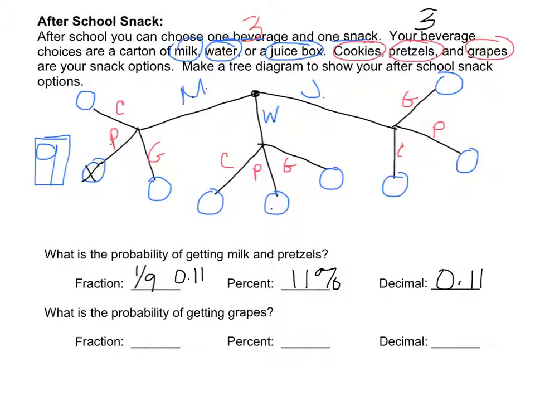What's our probability then of getting grapes? Well, I could get milk with grapes, so this outcome counts. I could choose water with grapes, and I could also get juice with grapes. So that's 3 out of 9, or 1/3, which I know then is 33%, or 0.33.